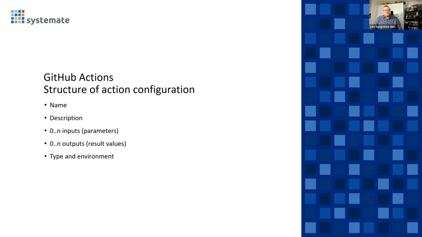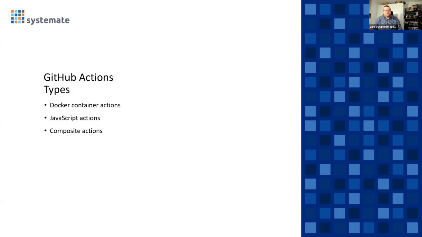So an action has a few configuration parameters. It has a name. It can have a description. It can take input parameters, and it can also declare output result values. You have a few different options when you're creating an action. It has to have a type and an environment. So there are a few types. The first one is the Docker container action. So we can run an action inside of a Docker container.